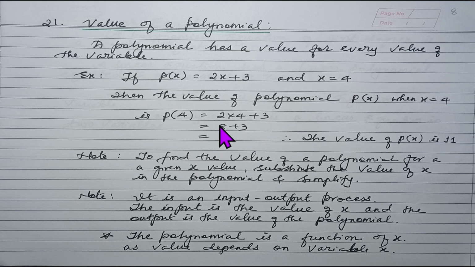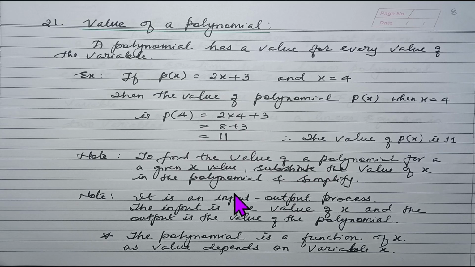So like that we can have different values of the given polynomial for different values of x. That is what is called the value of the polynomial. Now to find the value of the polynomial for a given x value, substitute the value of x in the polynomial and simplify it. That is exactly the procedure I followed here. It is an input-output process. Finding the value of a polynomial is also called an input-output process, because what you are giving as input is the value of x and what you are getting as output is the value of the polynomial.